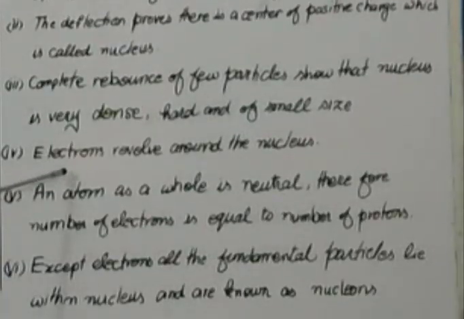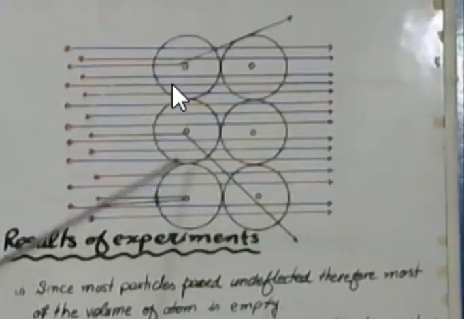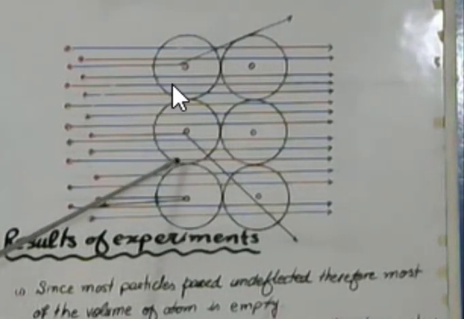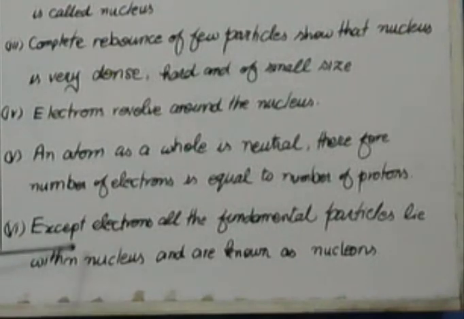Electrons revolve around the nucleus, and the atom as a whole is neutral. Therefore, we can say that the number of electrons revolving around the nucleus is equal to the number of protons that are present in the nucleons. Except electrons, all the fundamental particles lie within the nucleus, and they are called nucleons.